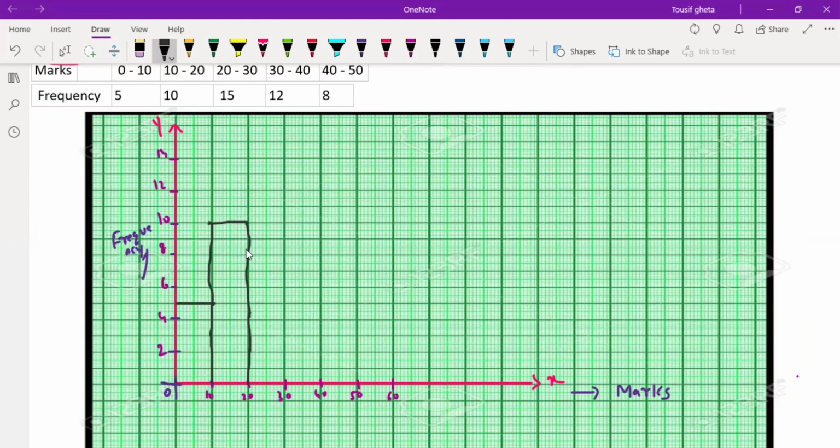So 20 to 30, it's 15. Now there is no 15 in our graph. So 15 lies after the 14. The fifth line will represent your value as 15. So till here, we're going to draw our bar graph. Till here.